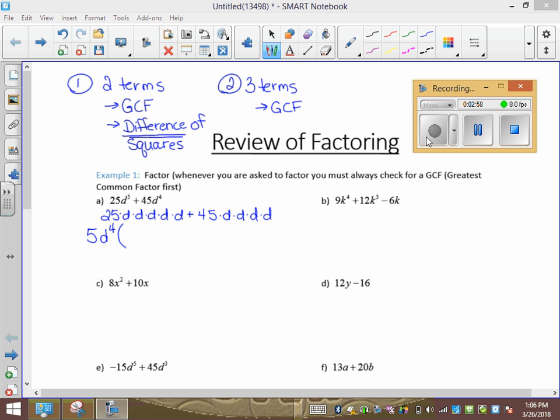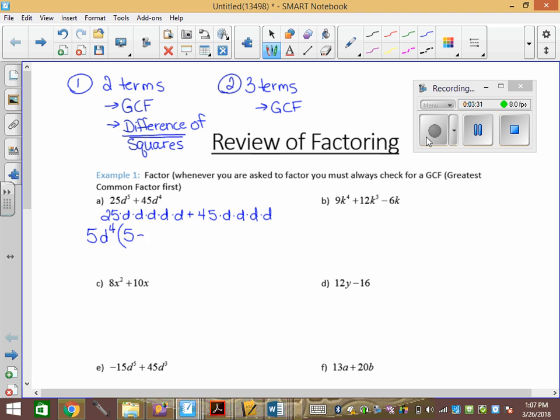When you take out a GCF of anything, you're really doing what operation? Dividing. So what's 25 divided by 5? 5. And then d to the 5 divided by d to the 4? d to the 1. Remember when we have common base, what do we do with our exponents? Subtract them. So even though we are dividing, we are really subtracting the exponents.